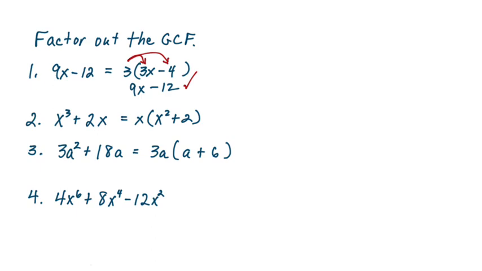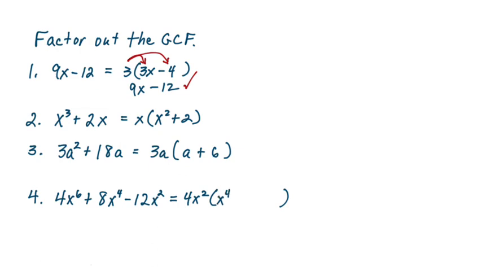So your GCF is 4x squared, because for 4, 8, and 12, the largest common factor would be 4. And the smallest power of x, you can see, is x squared. Now this time we have 3 terms, so you should have made room for 3 terms in your parentheses. So 4x squared times this first term should be 4x to the 6th, and that would be just x to the 4th.